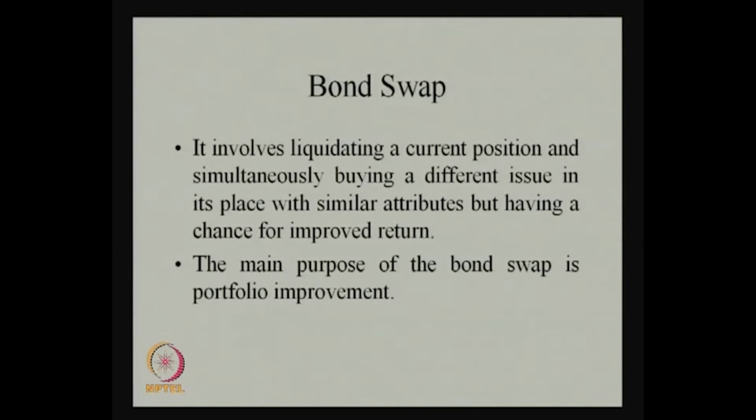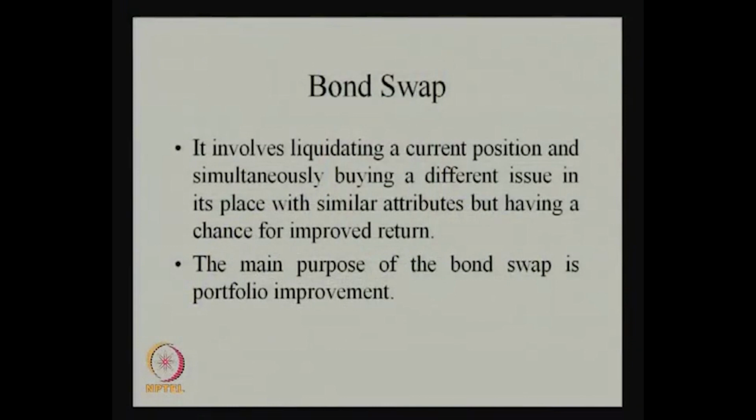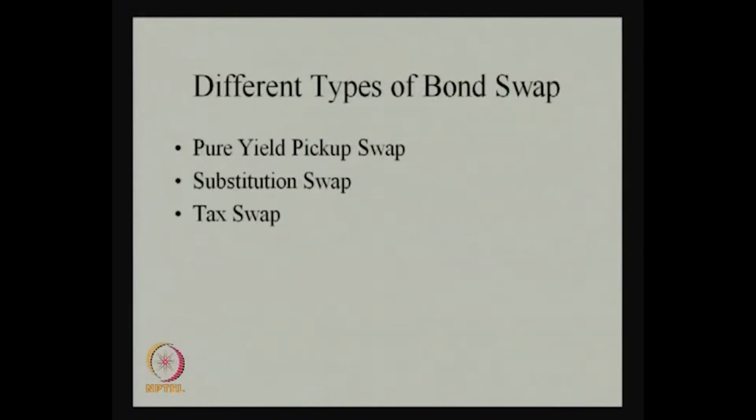So, therefore, what basically we have to find out is another candidate which may have more or less the same characteristics on the basis of the objective of the investor, but with a chance that the return of this particular bond can be improved further. So, the main purpose of bond swapping is portfolio improvement. Which are the different types of bond swap? We have a pure yield pickup swap, a substitution swap, and a tax swap.